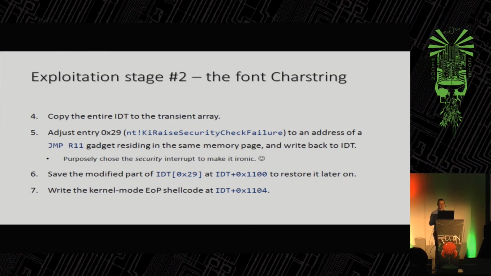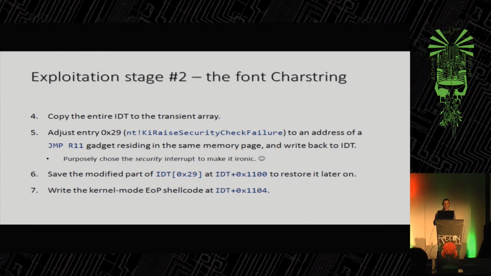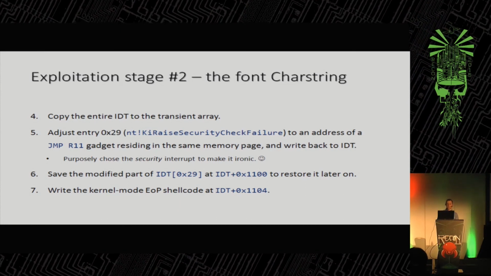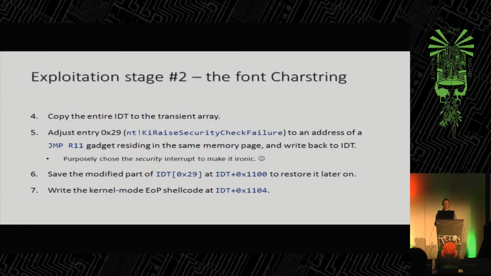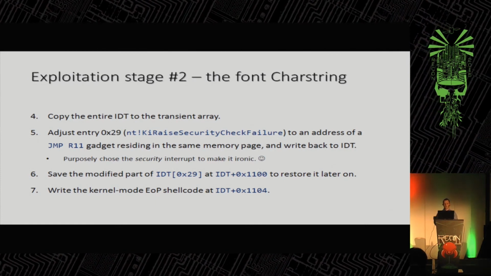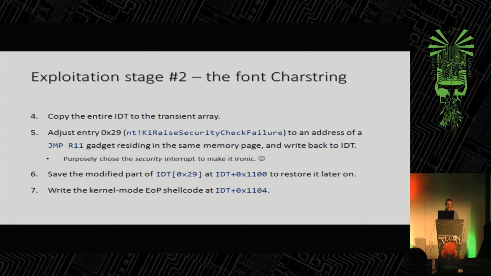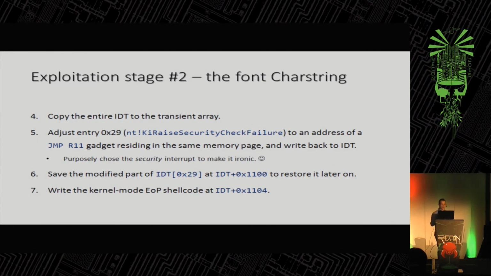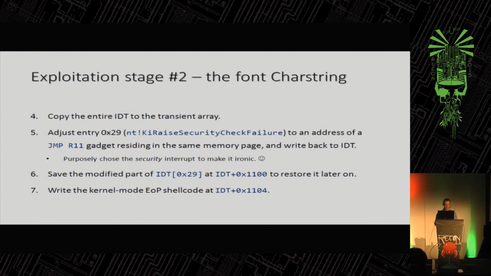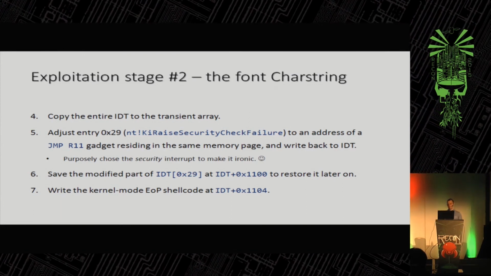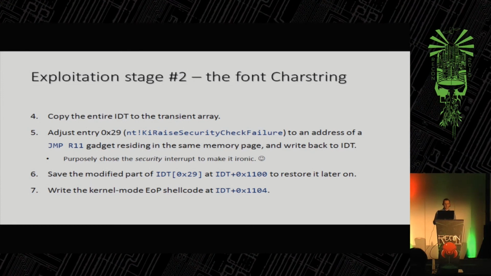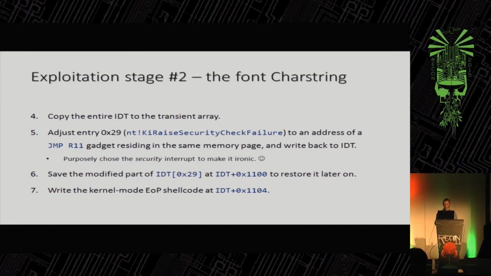Then we adjust entry 29, which is the security check failure function, so that instead of the function, it points to a jump R11 gadget, which resides in the same memory page, and then we write that back to the IDT. I just wanted to make it a little ironic that we're using the security interrupt to elevate our privileges. And then we just save the modified part of the IDT entry somewhere after the IDT, and we write a kernel mode EoP shellcode later on.